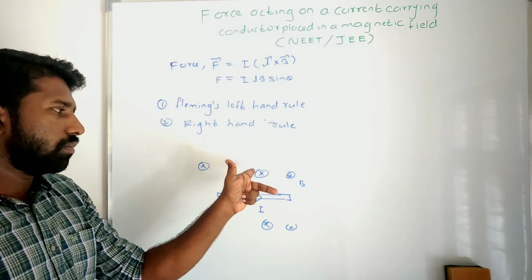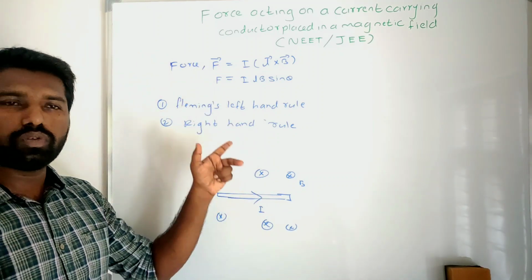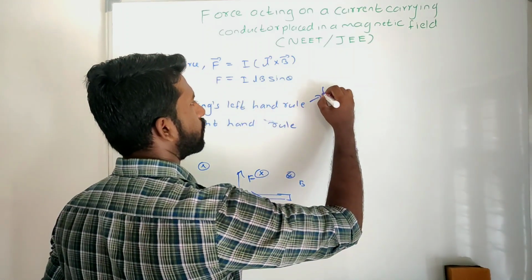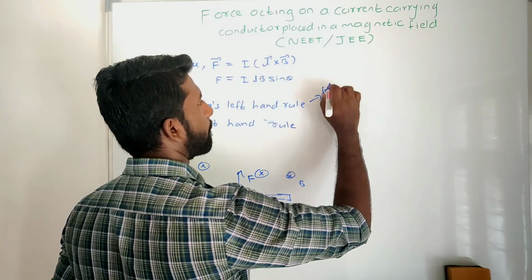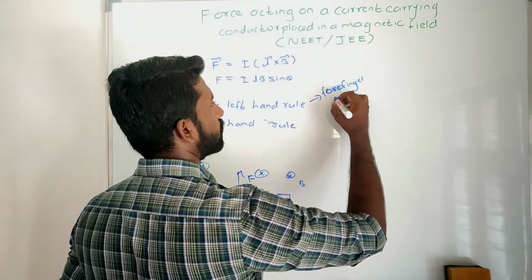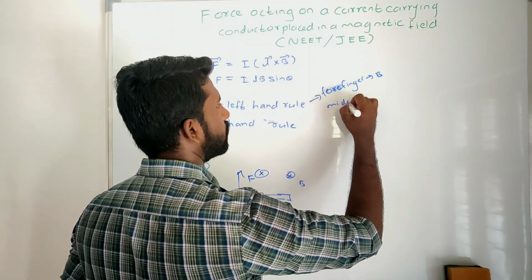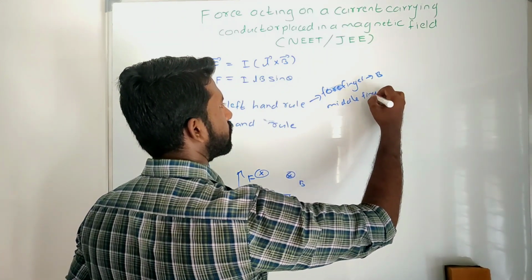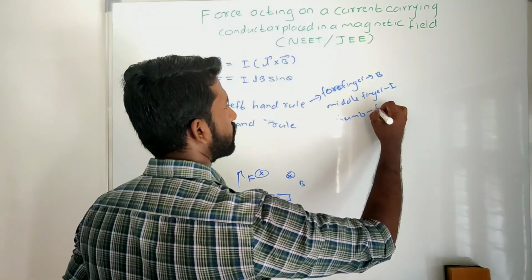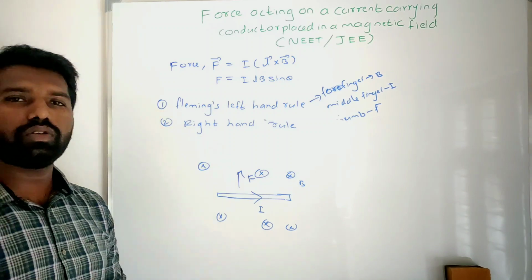Here the magnetic field is into it. Current direction is like this. The force is upwards. So here forefinger is the magnetic field, middle finger is the current I, thumb is the force. Okay, the same thing we can find out by using the right hand rule.